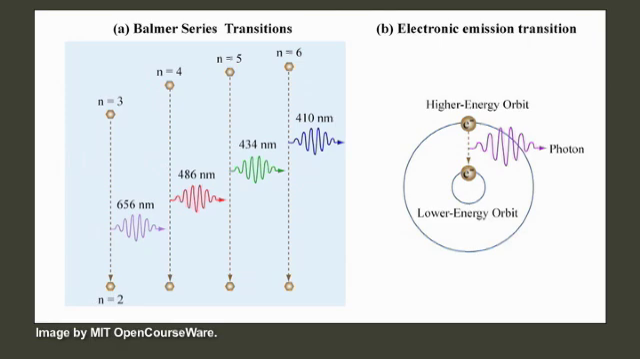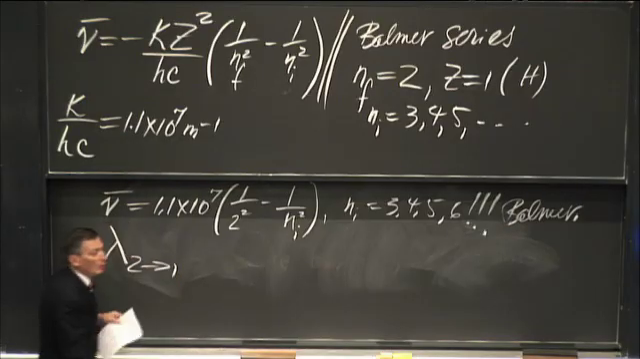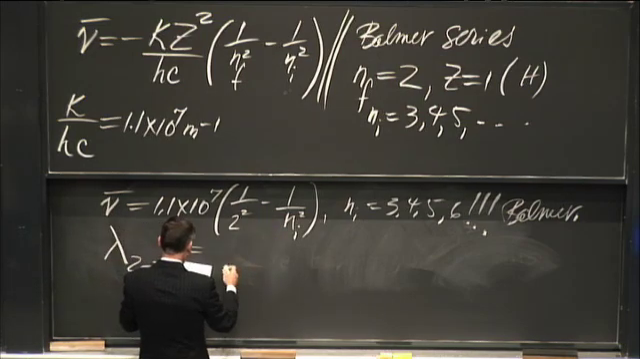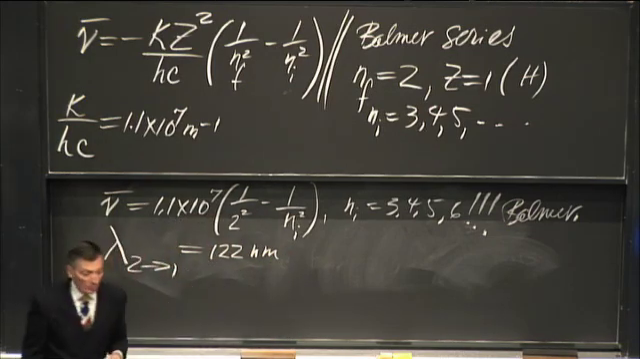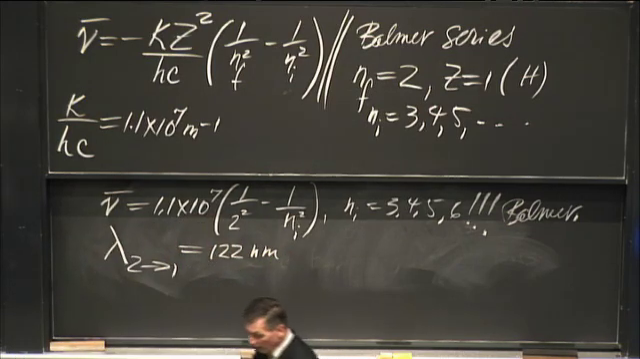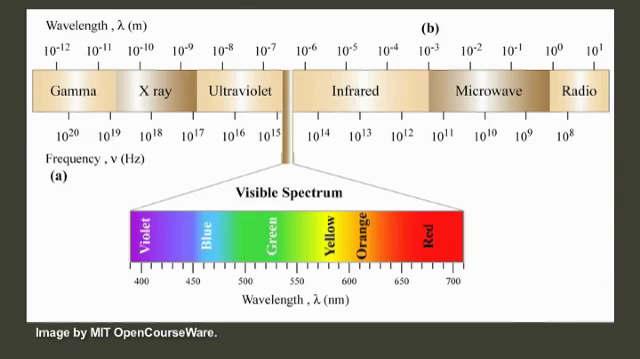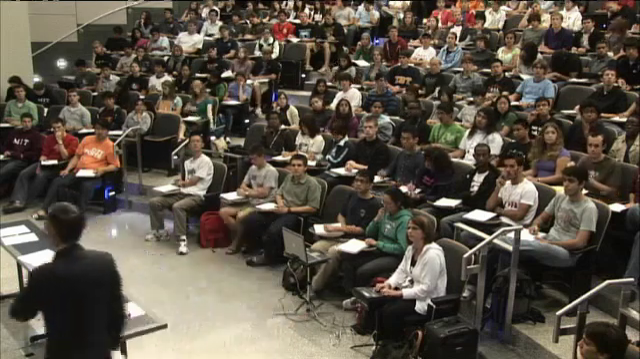656, 486, 434, they're all in the visible spectrum. So I did a little calculation: what would have happened if we'd gotten the wavelength for the transition from n equals 2 down to the ground state? If you plug in the numbers to the Bohr model, you'd find that would give you 122 nanometers. That's too high in energy. It puts you off to the left, into the ultraviolet, where the photographic film was not sensitive. So he couldn't measure those lines.